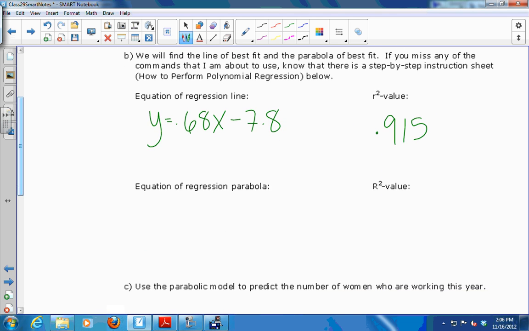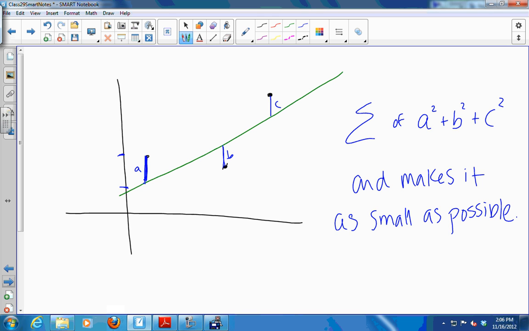So that r squared value is a measure of how close it can get the line to all the points. Neither. That's just a sum. It's just a number. And then it makes that number as small as possible by putting the line in a certain place.